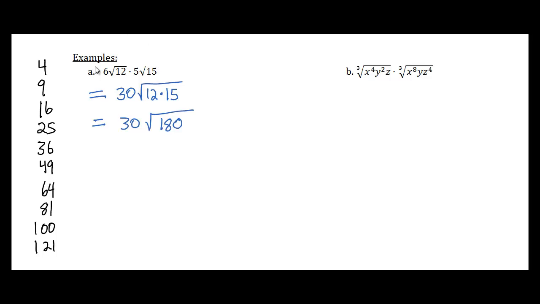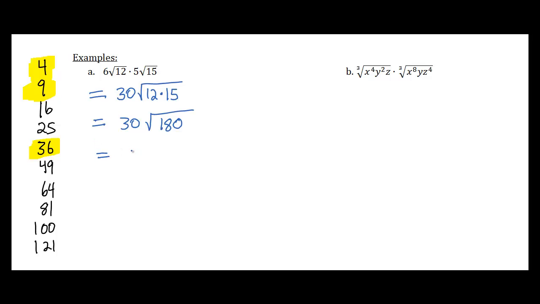If you look at this list, there are a couple that go evenly into 180. For instance, 9 goes evenly into 180. 9 isn't the only one. 36 also does. I know I skipped 4, but 4 also goes evenly. I want the largest perfect square, and the largest perfect square is 36.